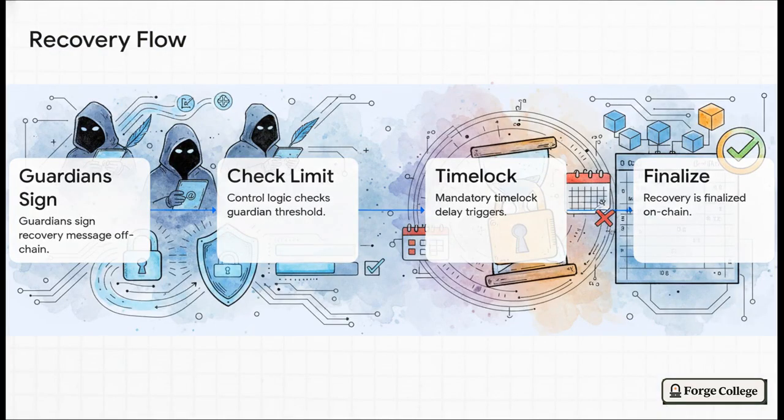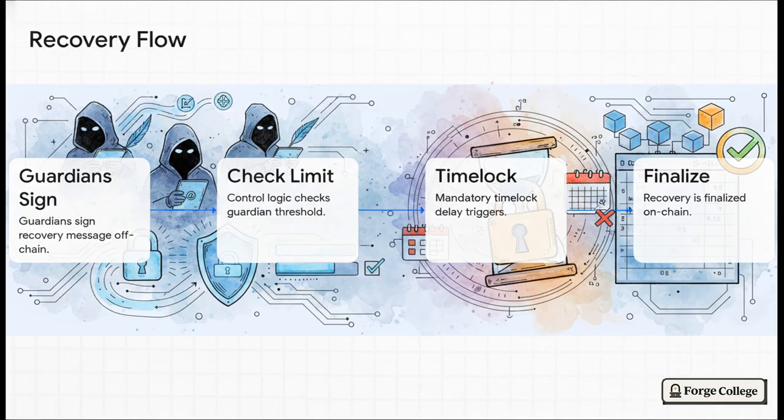But wait, what if a user completely loses the device holding their keys? We obviously can't leave them stranded. A secure recovery flow wisely mixes off-chain signature collection with an on-chain time lock. So, step 1 sees trusted guardians signing a recovery message off-chain. Step 2 has the control logic checking if the required threshold of guardians is actually met.